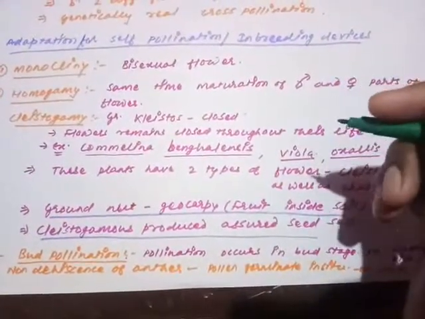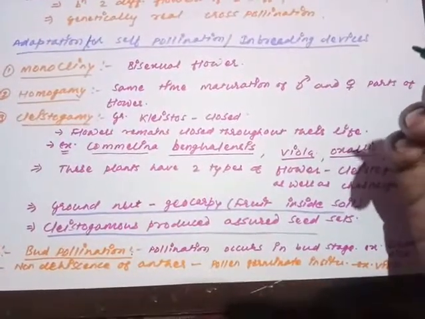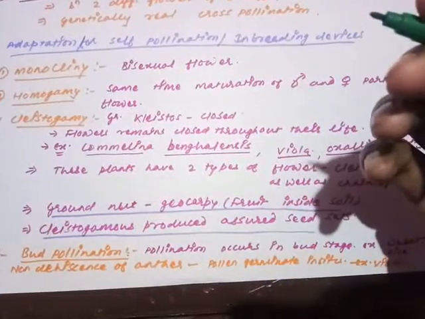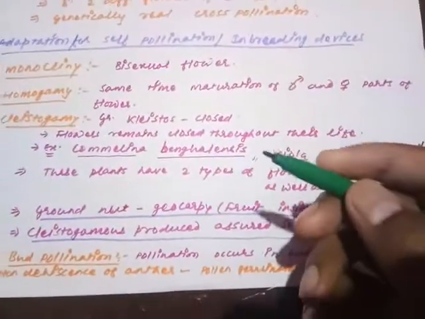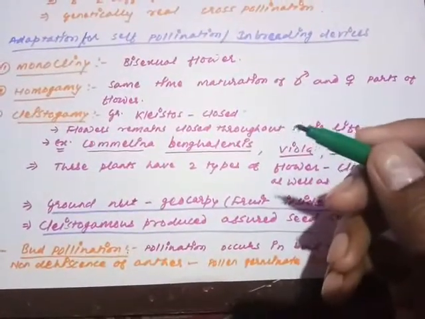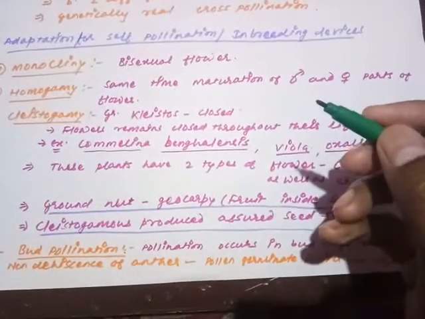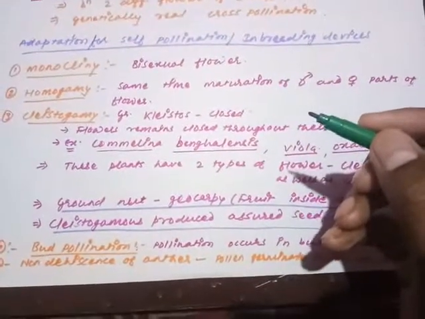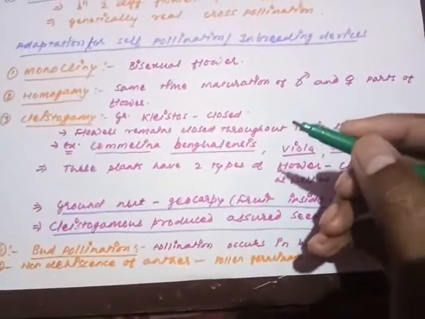How does homogamy ensure self pollination? Understand it well. Suppose the anther is mature at that time and the stigma is ready to receive the pollen grain. As soon as the anther releases the pollen grain, the stigma is ready to receive it, so the pollen grain is received on the stigma at that time only, as soon as it is released. So it is clear, homogamy means same time maturation of male and female reproductive structures in a flower.